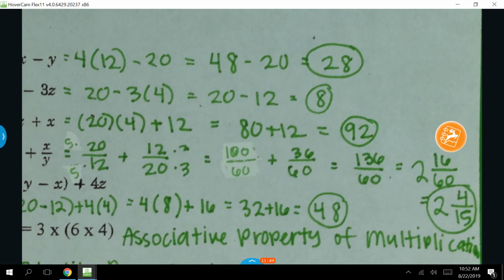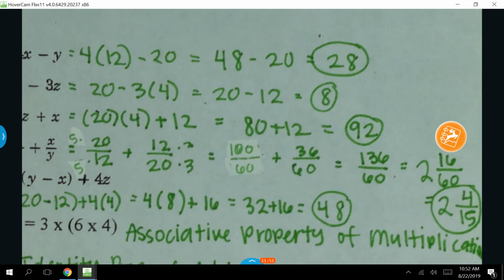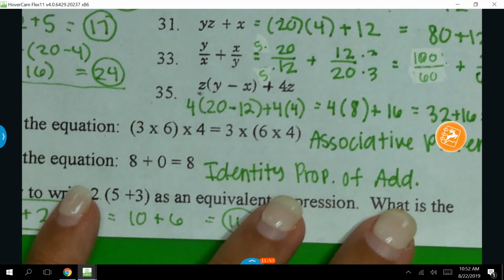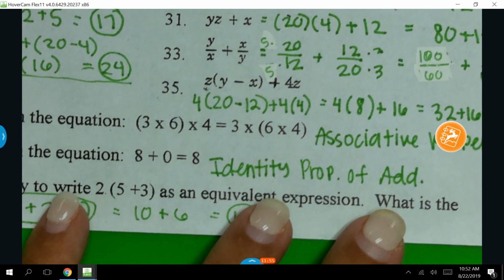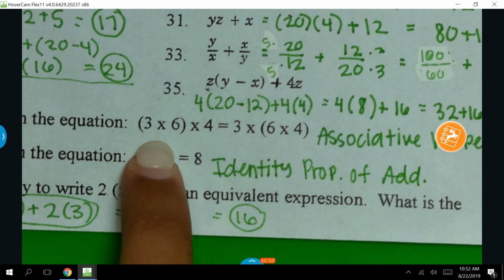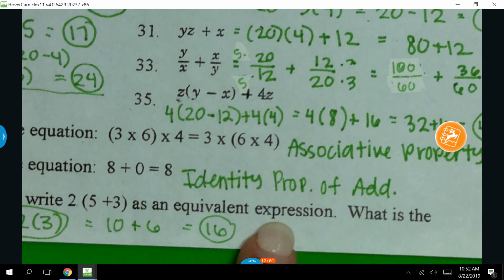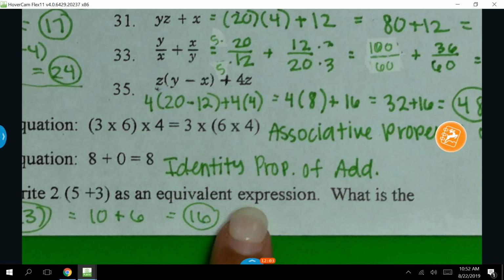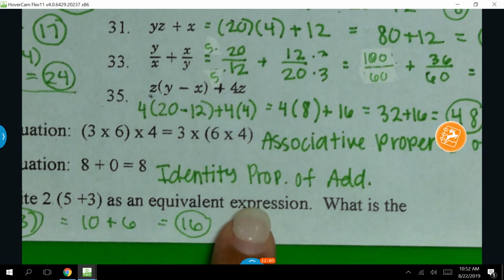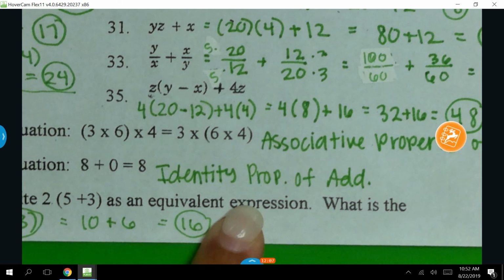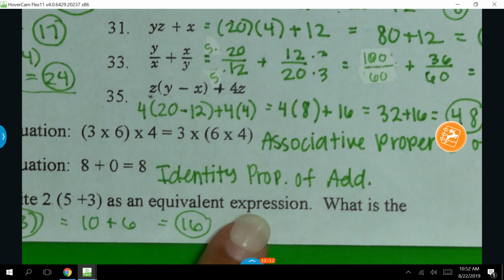Okay. Number 36. All I did was change where those parentheses were. So first they were around 3 and 6. Then they were around 6 and 4. So that is your associative property of multiplication. Make sure that you tell me what property it is of on the test tomorrow. Tell me if it's of multiplication or if it's of addition. Okay. And number 37, that is your identity property of addition.